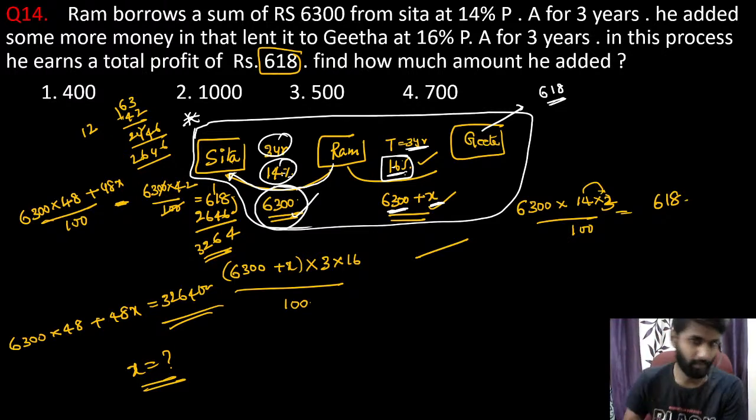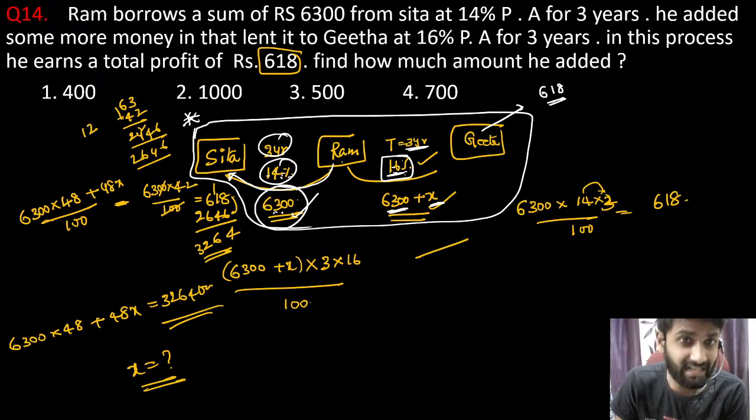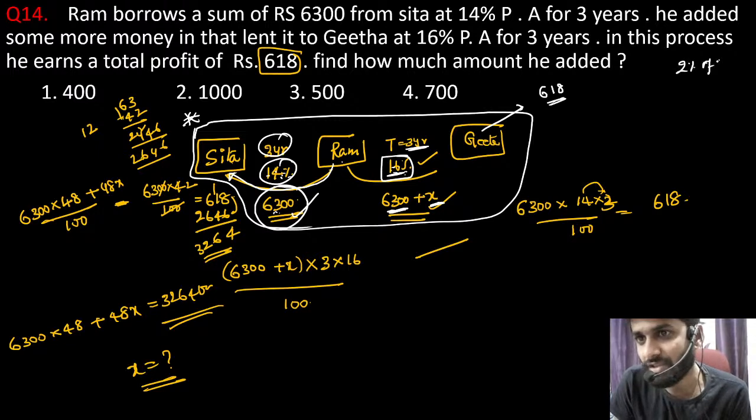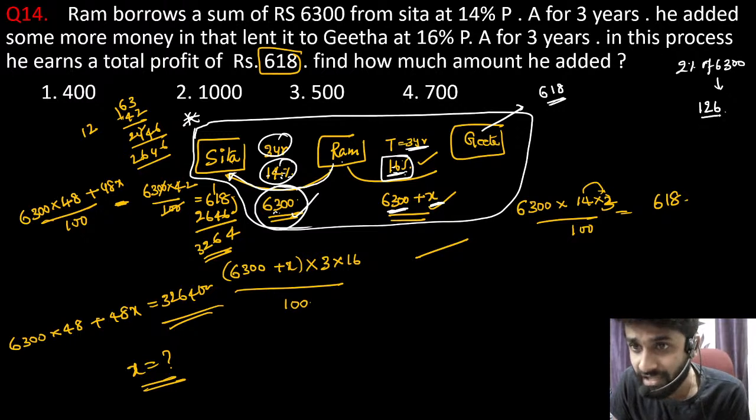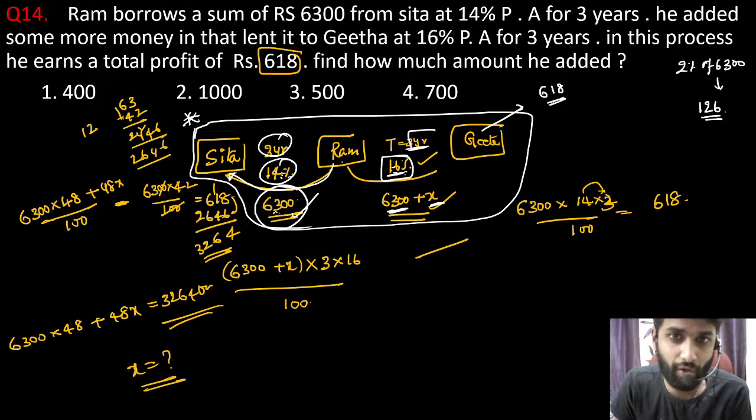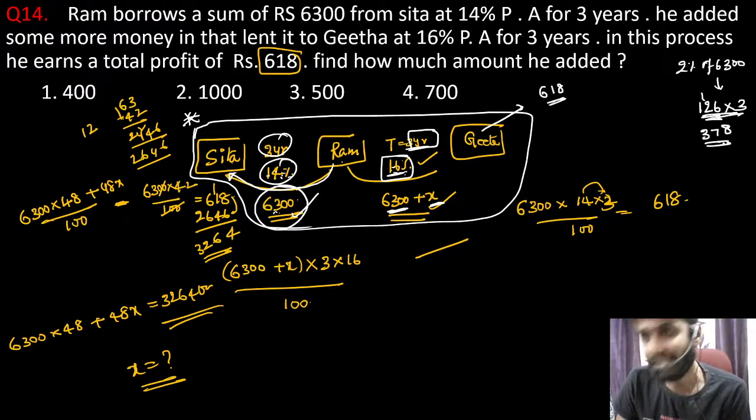That is the first important point. So Ram, out of 6,300, got 2% extra interest. Now see, 2% of 6,300 is exactly equal to 126 rupees. The value becomes 126 rupees per year, but we want interest for 3 years, so for 3 years it is exactly equal to 378 rupees.